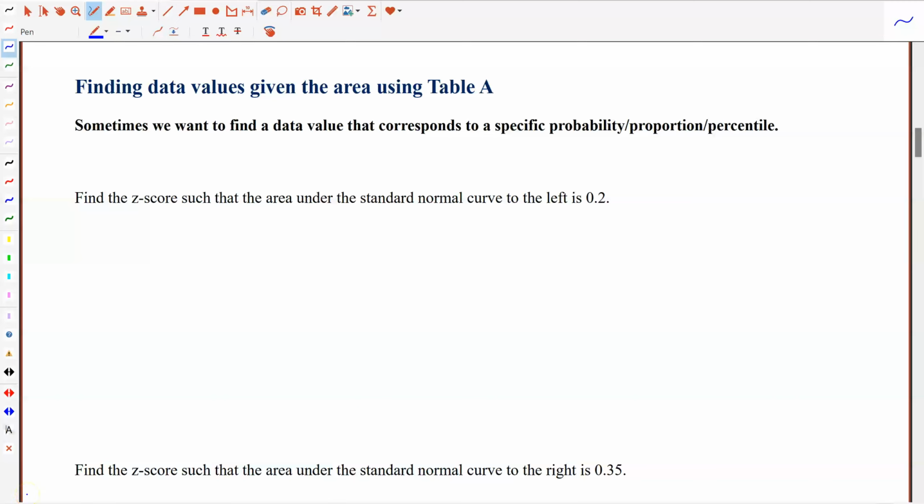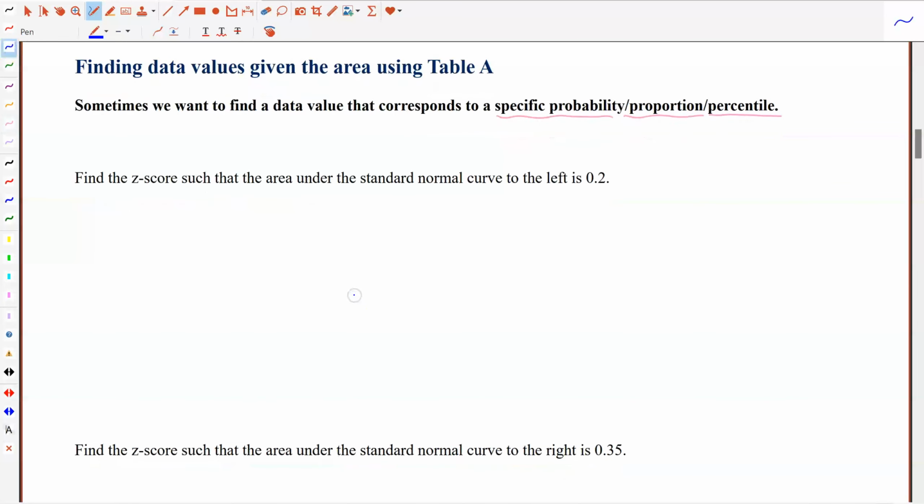Well, most times we will be given a data value and we want to find the area under the normal curve with respect to some region. Sometimes we are given the area under the curve and we want to find the data values that would correspond to certain areas. And remember, the area under the curve of a normal distribution also connects back to a probability, a proportion, or a percentile. So sometimes I'm given a probability and I want to find out what data value would generate that probability.